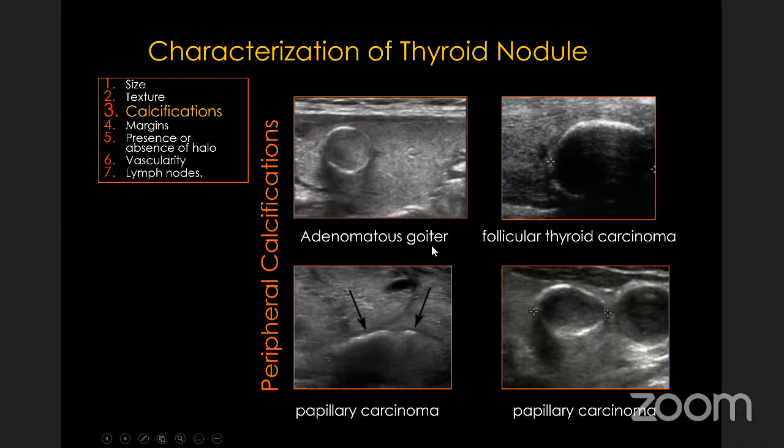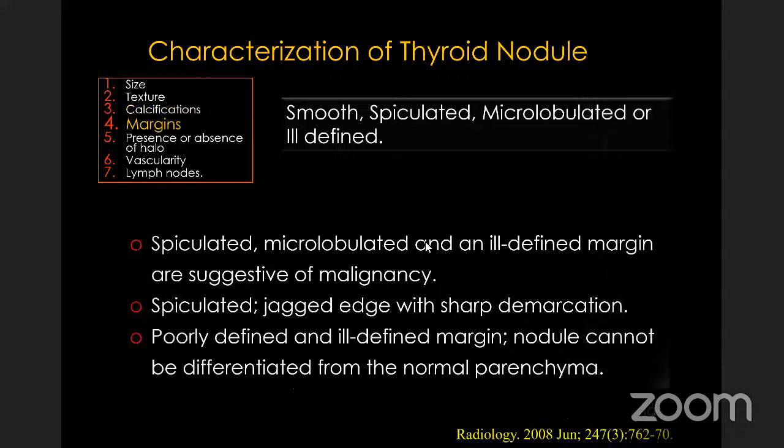Then the other characteristic is the margin of the nodule. It can be categorized as smooth, spiculated, microlobulated, or ill-defined. Early studies have reported that spiculated, microlobulated, and ill-defined margins are suggestive of malignancy. Spiculated means a jagged edge with sharp demarcation. We call it poorly defined or ill-defined margins when the nodule cannot be differentiated from the normal parenchyma.